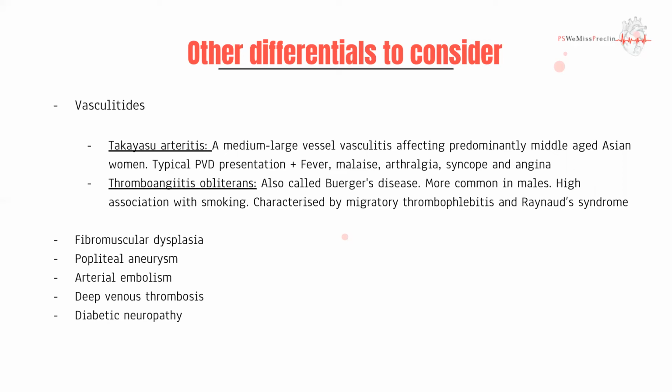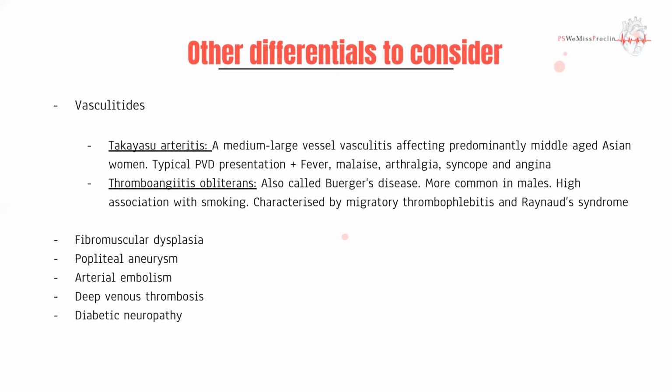With Berger's disease, it's more common in males and has a very high association with smoking. The exact etiology, I'm not quite sure as to why that is the case, but again, it's partly due to that inflammatory and atherosclerotic picture. It's characterized by migratory thrombophlebitis. Now that's a bit of a tongue twister for me, but thrombophlebitis is basically inflammation and redness that is migratory. So it's not in one place and can often change, as well as Raynaud's syndrome.